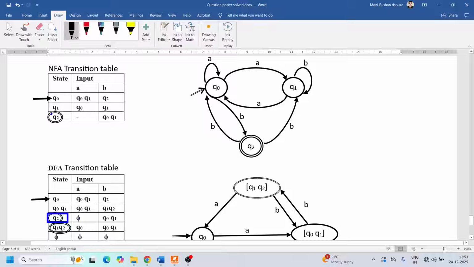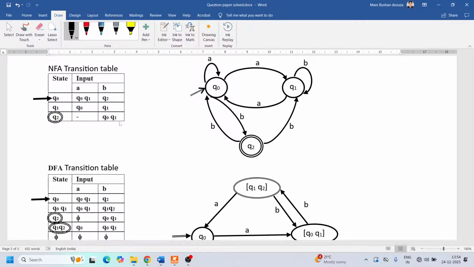Now q2, go to the previous table, q2. For q2, if you give A, you will go to the dead state. Dead state, I am marking it as the null here. Next one, q2, if you give B, the output is q0 q1. So q2, if you give the input as B, you are going to go to the q0 q1, write it as it is, whatever is given over here.